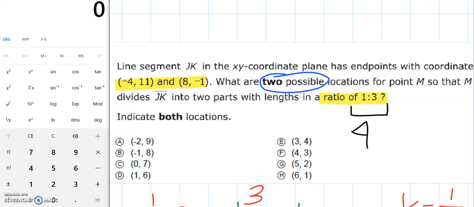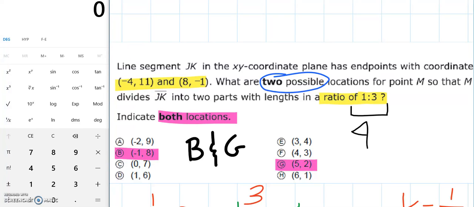I almost forgot. Let's take all the glory. Let's go ahead and mark off what's correct. We did all that work. So back to your question, both locations for our point, we have -1, 8, so you're going to check off B, and then also 5, 2. So you're going to check off G. So the two correct answers are B and G. All right, now go ahead and look at the next video.